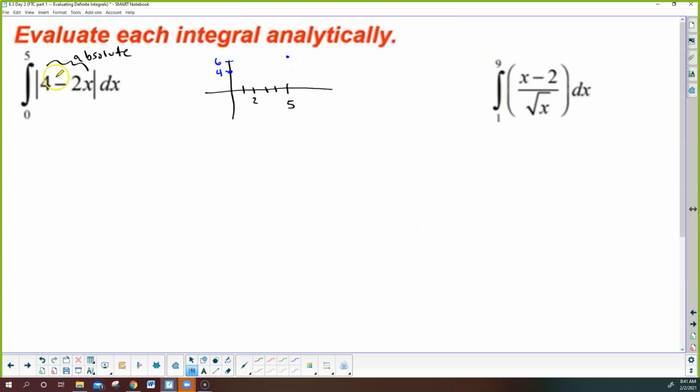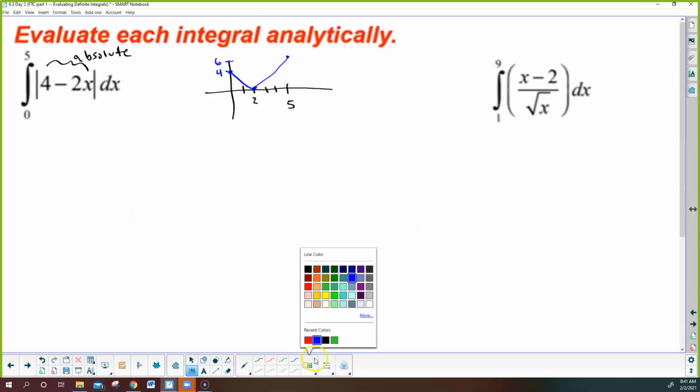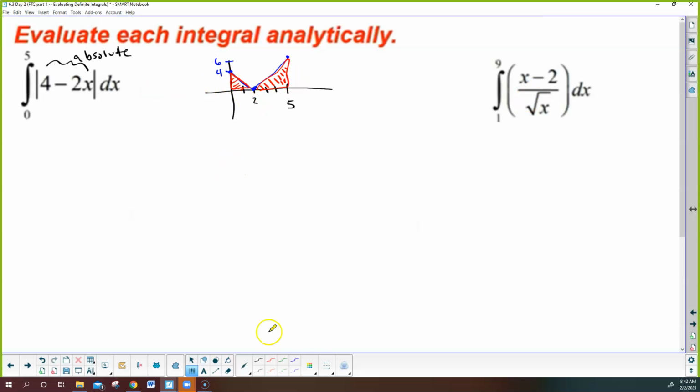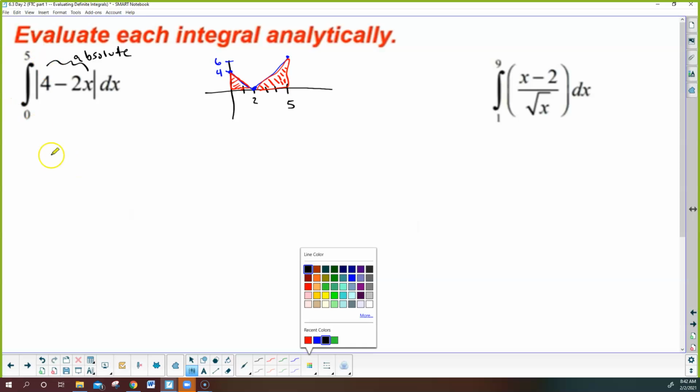But then I have to realize that this is a V shape. So I kind of know that if I plug x equals 2 in, 2 times 2 is 4, 4 minus 4 is 0, so that will put me right here. And I know that every absolute value is going to look like a V. So if you know what this looks like graphically, then all you have to do is find the area of this triangle, add it to the area of this triangle, and that's your area. But what if we wanted to do this algebraically?